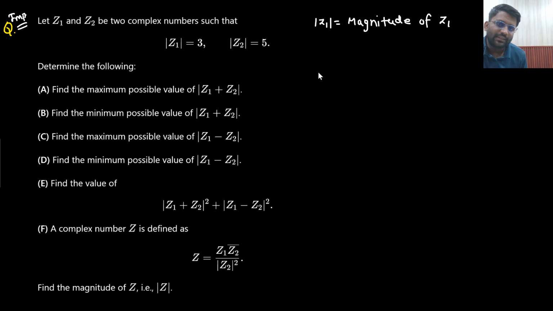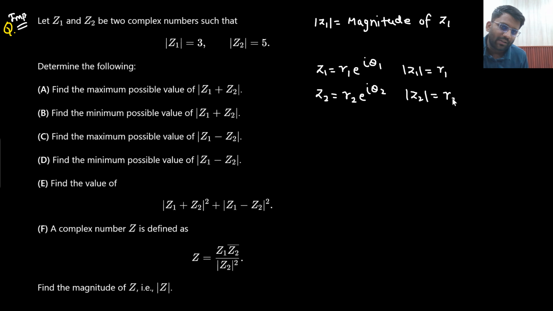So let's say my Z1 was R1 e to the power iota theta 1. So what is my magnitude of Z1? Is it mod of R1? No, it is R1 only, because R1 is always positive, right? I told you R1 is the magnitude itself. So mod of Z1 is R1 only. What about Z2? Z2 is R2 e to the power iota theta 2. So mod of Z2 is nothing but R2. Right? So this is your Z1, Z2.